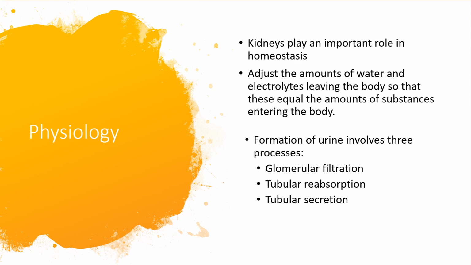So the kidneys play a number of roles in homeostasis. One of the things they do is adjust the amount of water and electrolytes leaving the body so that they equal the amounts of substances entering the body. This is why we produce more urine when we're well hydrated and less urine when we're dehydrated. And the formation of urine is going to involve three processes: that glomerular filtration that we talked about, the tubular reabsorption, and the tubular secretion.